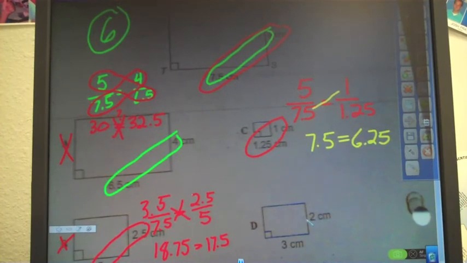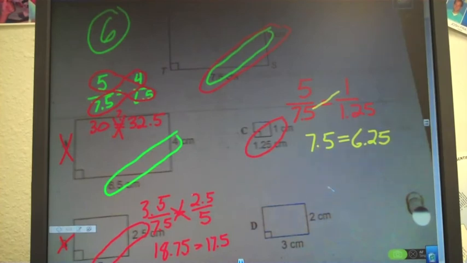Well, then the problem is probably going to have D as its answer. Let's just do the problem and double check, make sure we get D. We're going to set it up the same as we had before, 5 over 7.5 from the first rectangle, the original rectangle, and then 2 over 3 from the D rectangle.